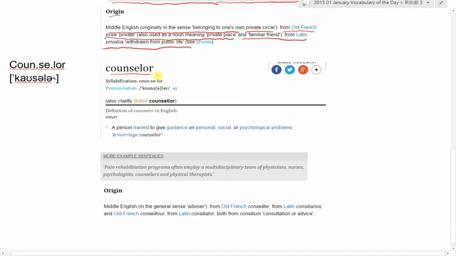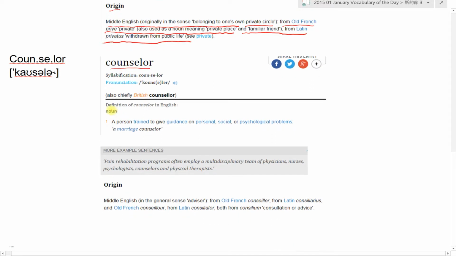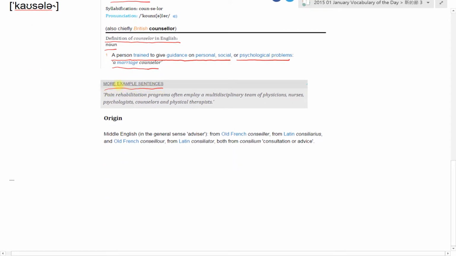Counselor. Definition of counselor in English: noun, a person trained to give guidance on personal, social, or psychological problems. A marriage counselor. More example sentences. Rehabilitation programs often employ a multidisciplinary team of physicians, nurses, psychologists, counselors, and physical therapists.